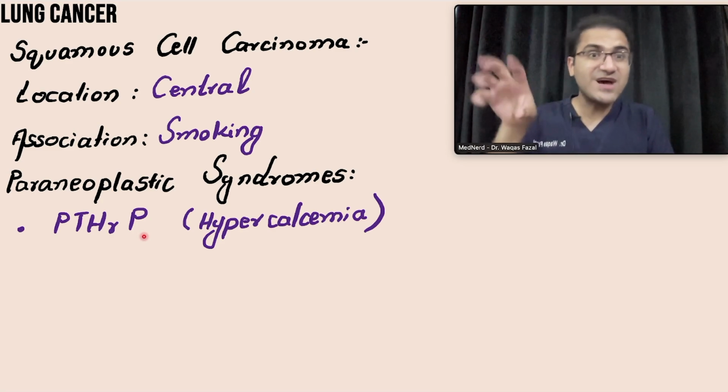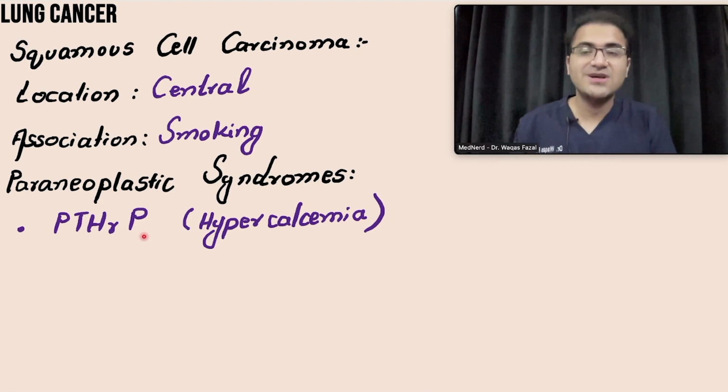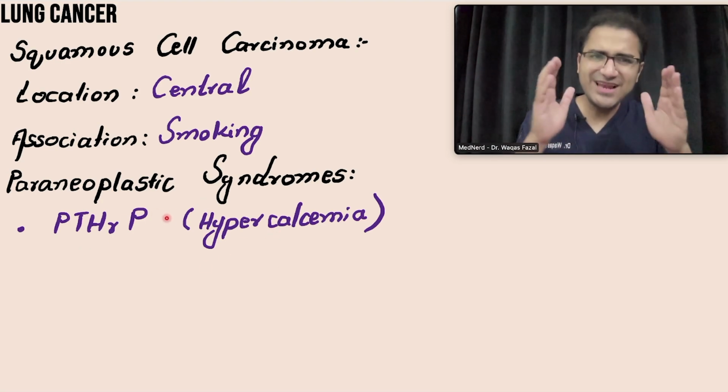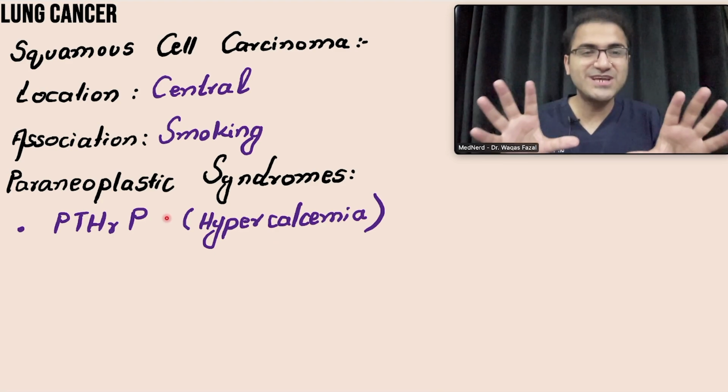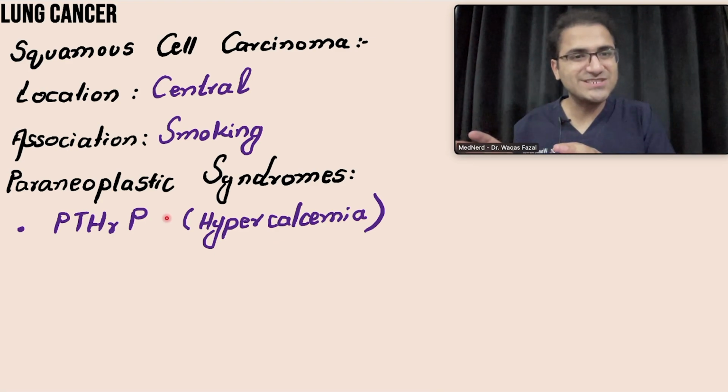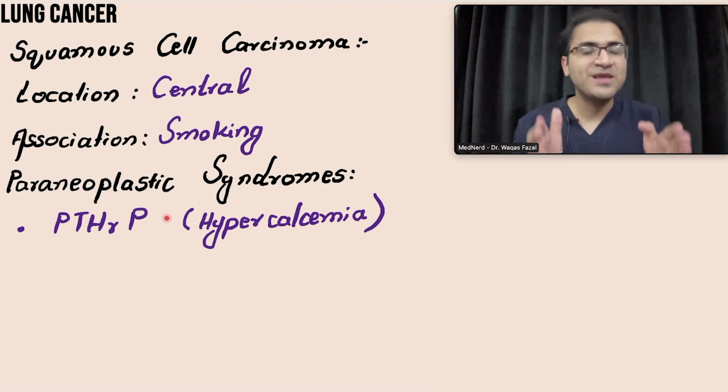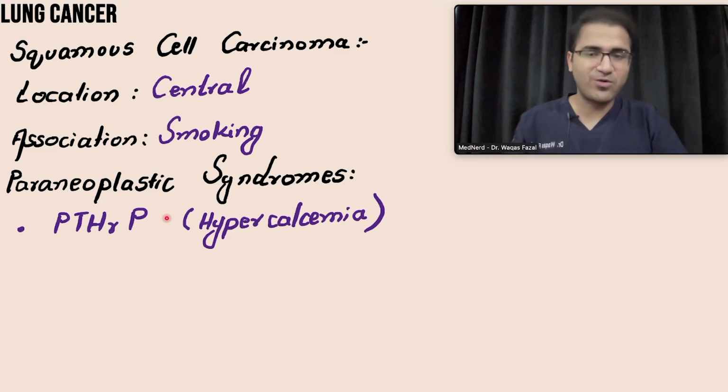It leaches out calcium from the bones. Therefore, it is resulting in hypercalcemia. Very high yield point. In the lung cancers in exams, they most of the time will tell you the paraneoplastic syndrome, and they would want you to know which type of cancer they are talking about.